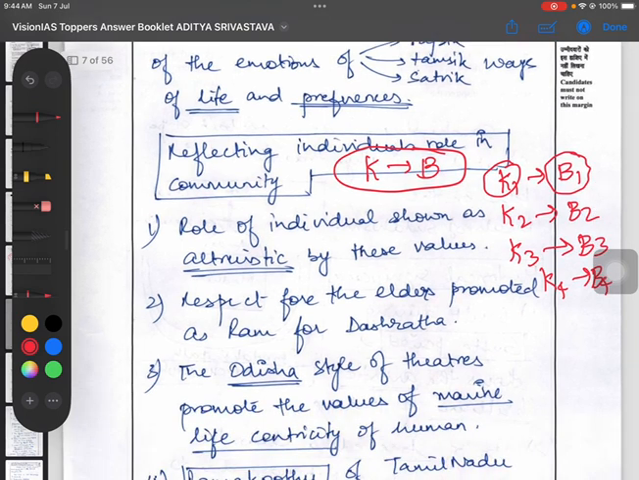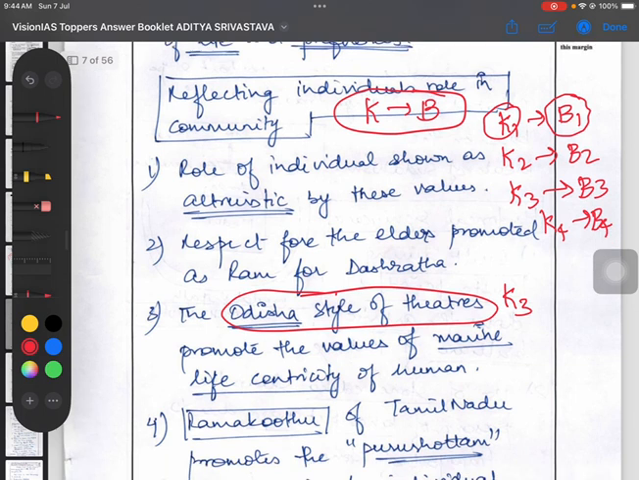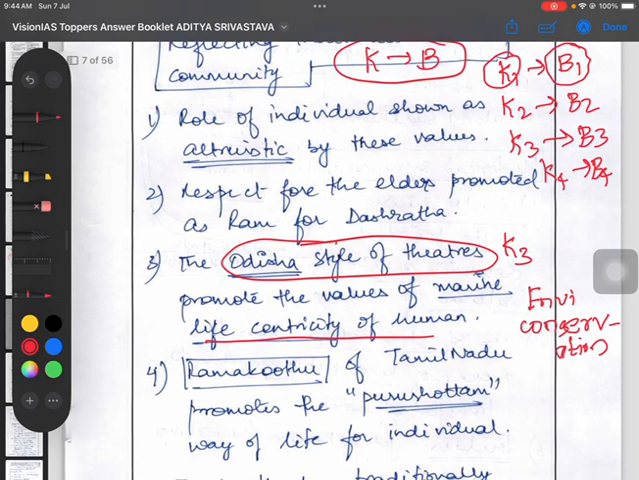For example, we can see the third point, the Odisha style of theatre. This is a type of theatre; let it be K3. Then values of life-centricity of humans. You can link it with nature. Another individual's role can be environment conservation. So in this way we can link one part of the question to another part of the question.